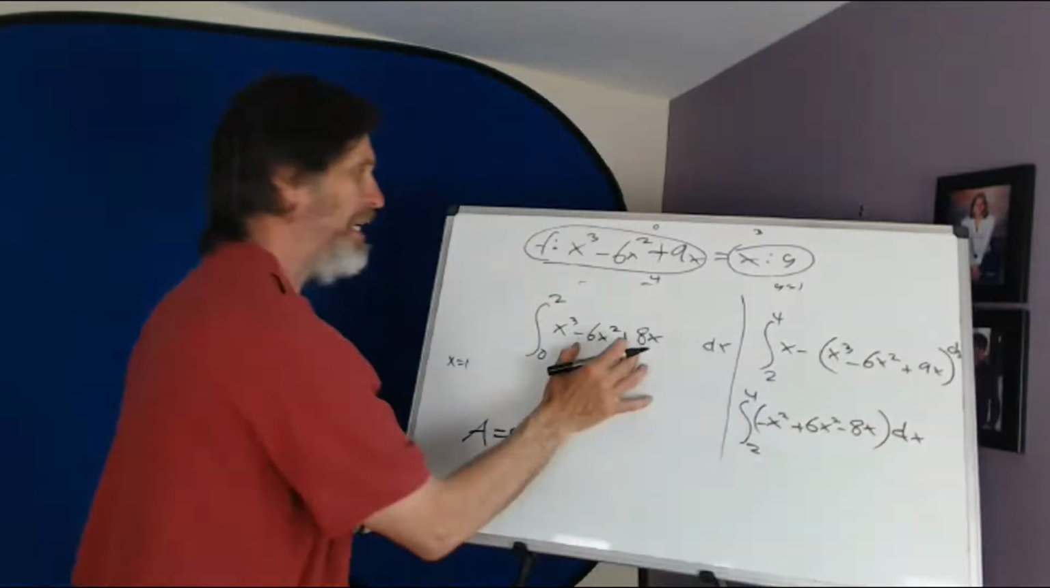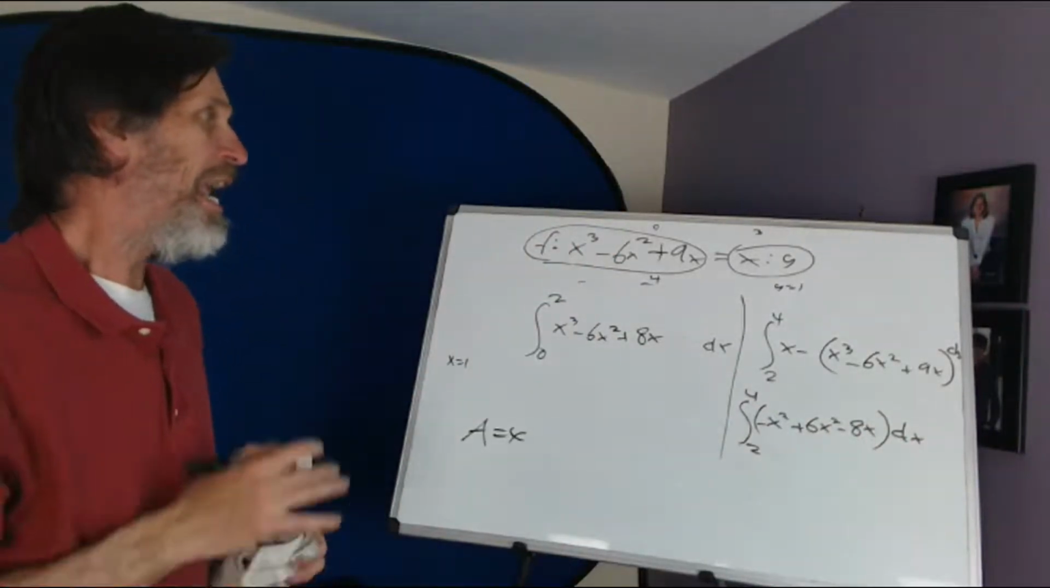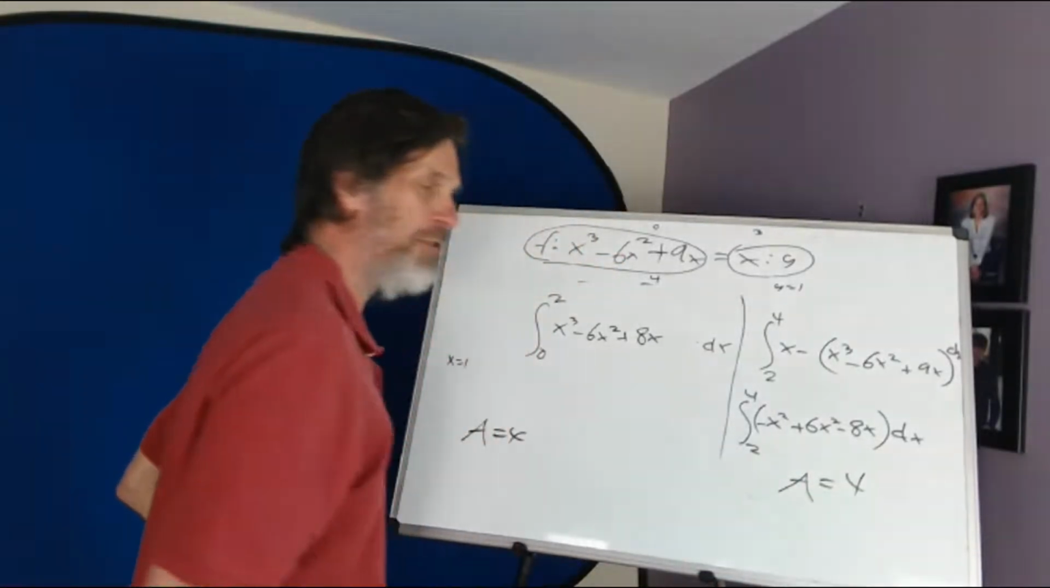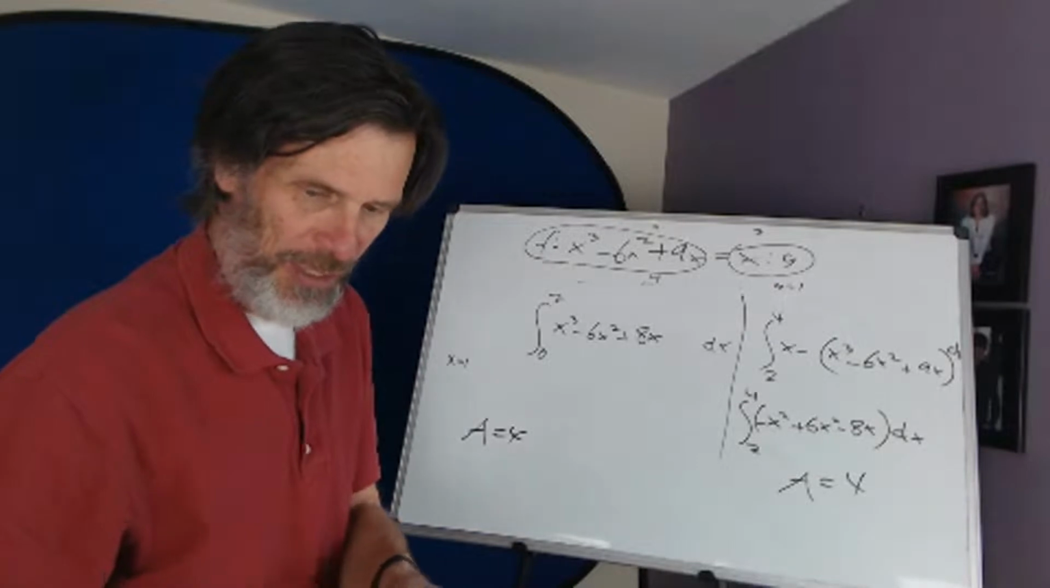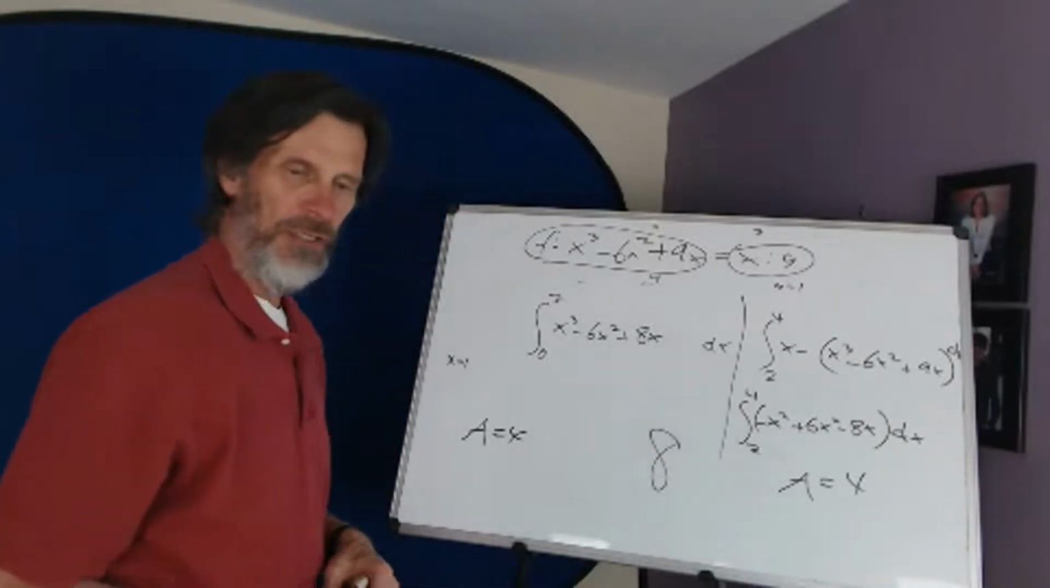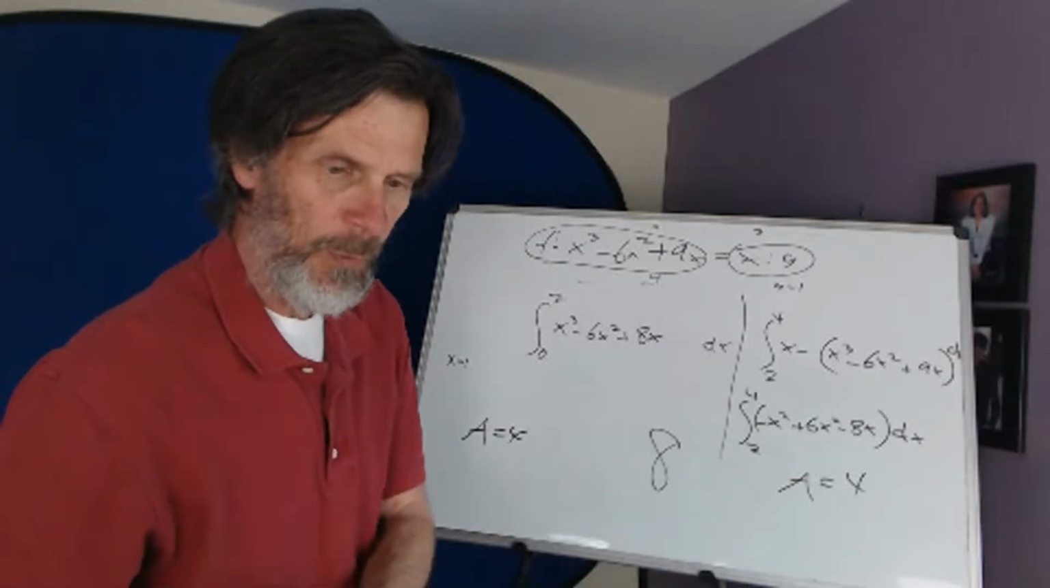That one should look just the opposite of this, and it does. And again, when you finish this one out, you should find that this area is also 4 square units. So the total area between those two curves is 8 square units.